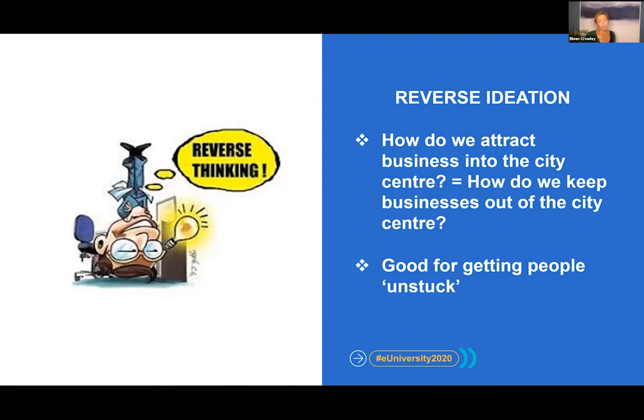So this is a really good tool for getting people unstuck. And it's quite handy when you have a team with, say, low energy or low morale, or a hostile team. It helps them to become less judgmental about new ideas.